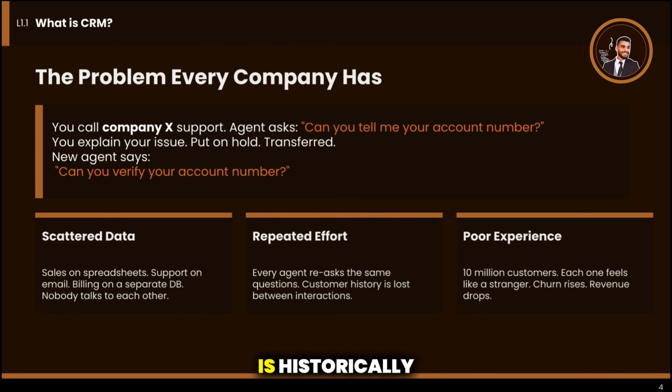But the problem is, historically, this information was scattered everywhere. Customer service had one system. Sales had a spreadsheet. Billing had their own database. Technical support had their own ticketing tool. Nobody talked to each other. Now multiply this by 10 million customers. That's what a telecom company deals with. How do you provide consistent and high quality service to 10 million people when their information is scattered across 15 different systems?